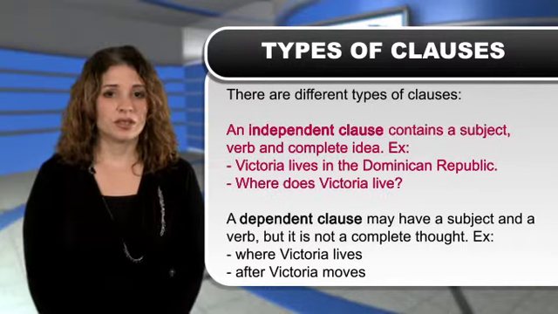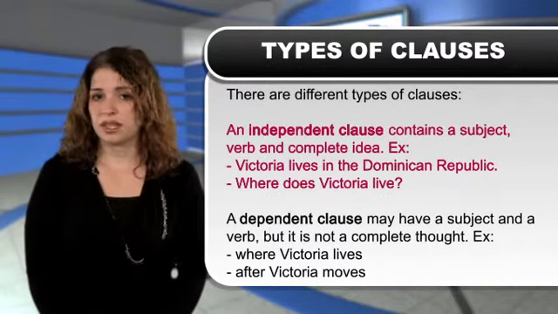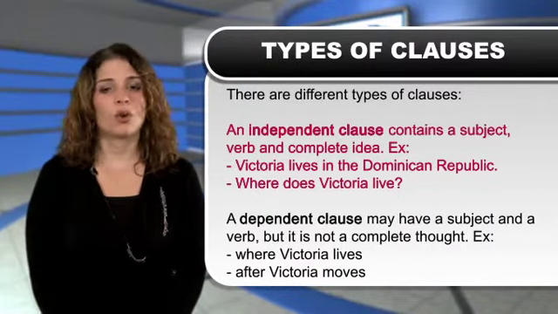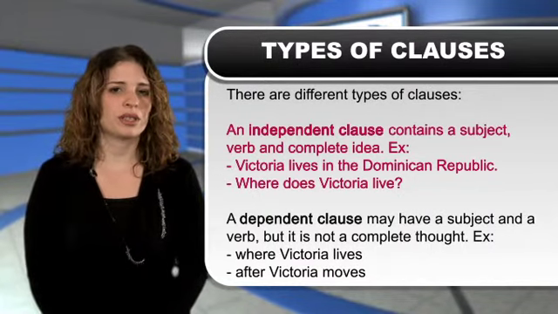An independent clause, for example, contains a subject, a verb, and a complete idea. For example, Victoria lives in the Dominican Republic. Where does Victoria live? Those are independent clauses.